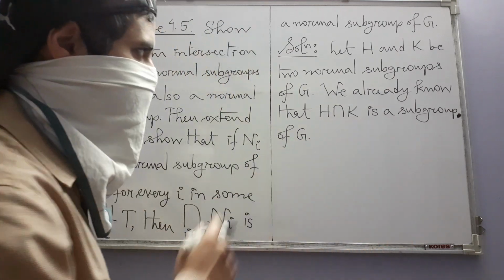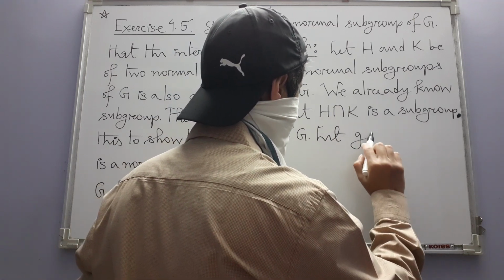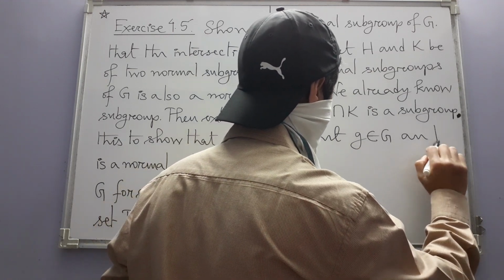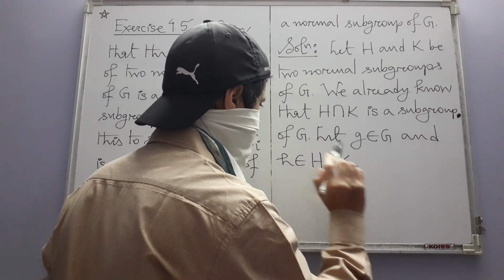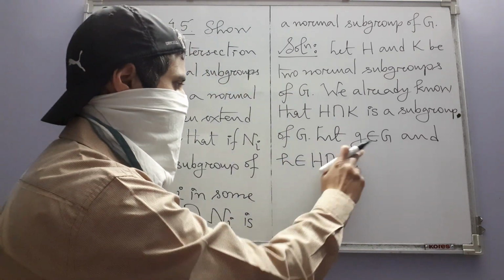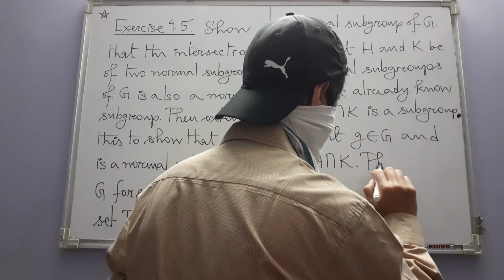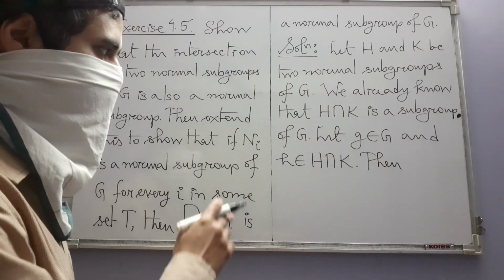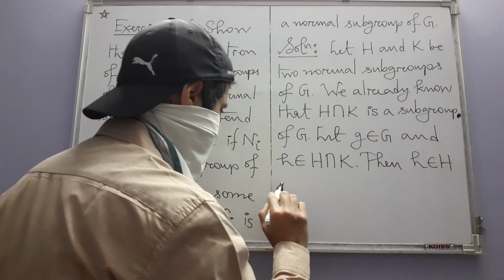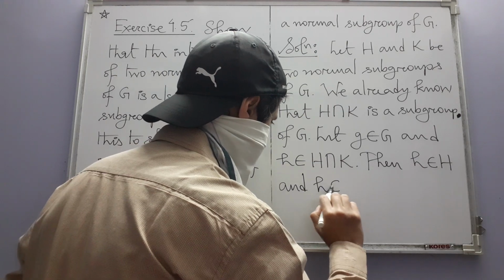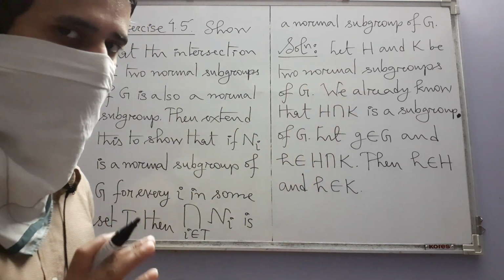Now to verify that this is normal, we take one element g in G and some element, say h, in H intersection K. We need to prove that the element g inverse hg also belongs to H intersection K. Then h, being an element in the intersection, belongs to both H and K. h belongs to H and h belongs to K. Now we use the fact that H and K are both normal subgroups of G.